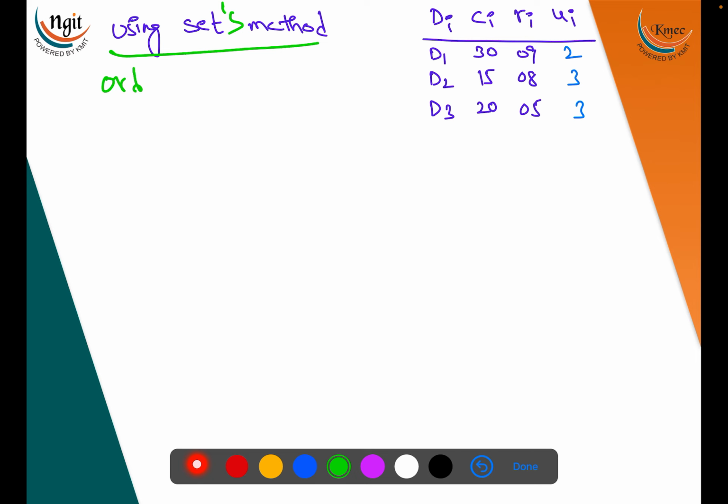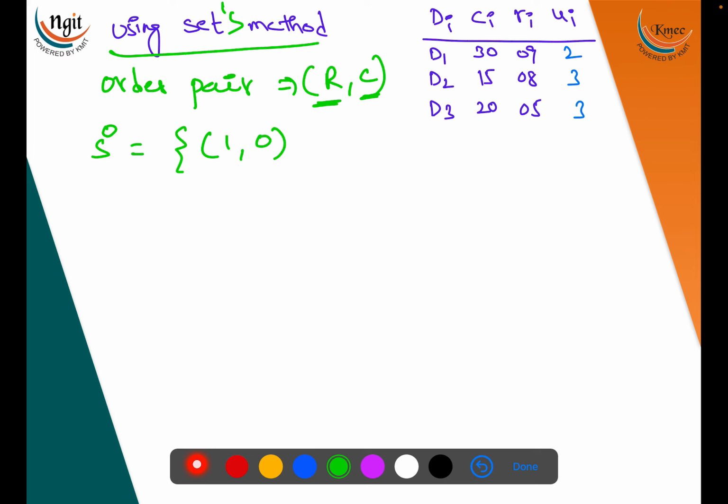Now, the ordered pair relating to the cost. The ordered pair is R comma C, reliability and cost. Now S0, the first set, is (1, 0). That means I can take 0 here, as we did in the knapsack problem, but I am not going to take 0. Because I am going to calculate reliability, I have to multiply, and if I take 0, 0 into something becomes 0. That is the reason I am taking it as 1.